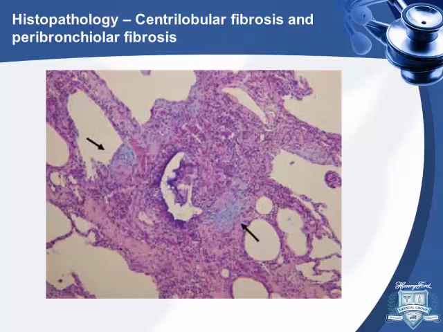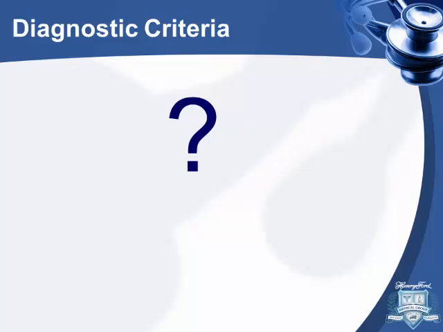Okay, so now I'm trying to put it all together. I mentioned all these tests and studies that you can do and what you might see, but what is the gold standard? How do you make this diagnosis? What's the diagnostic criteria for HP? How do you make that diagnosis comfortably?